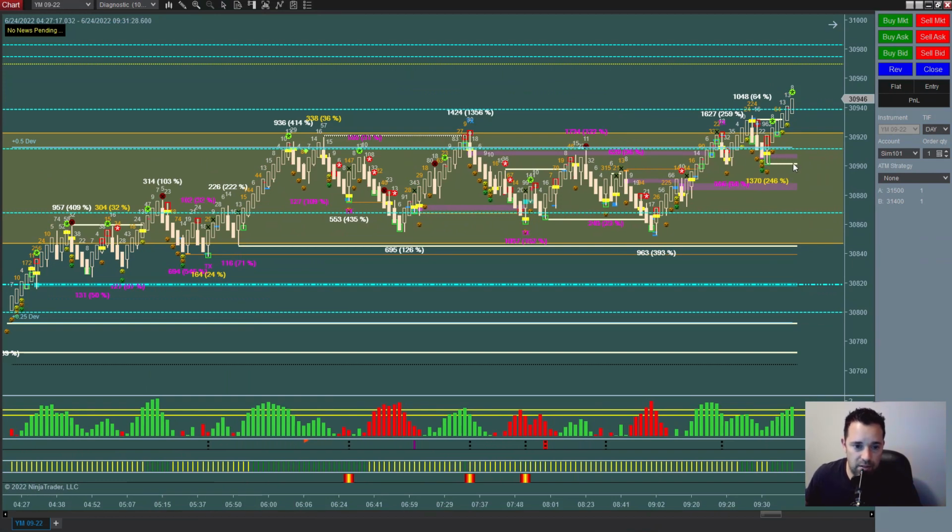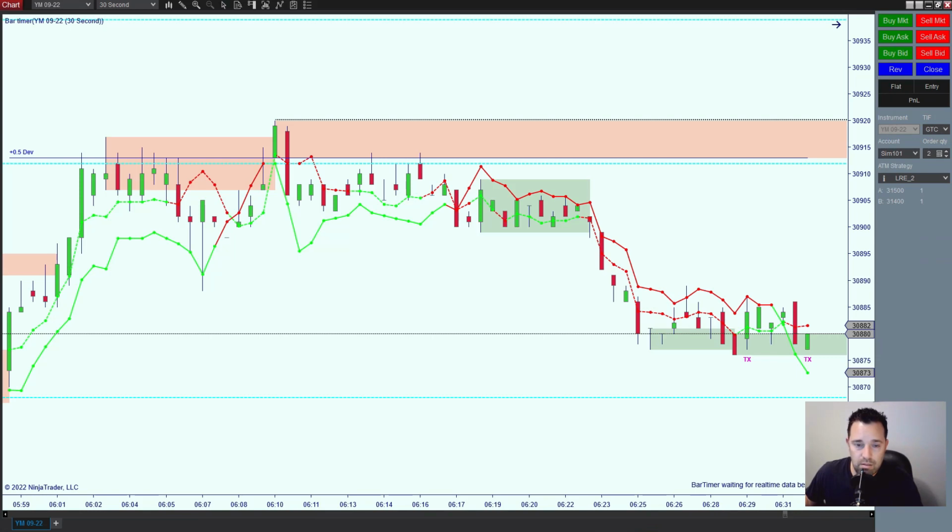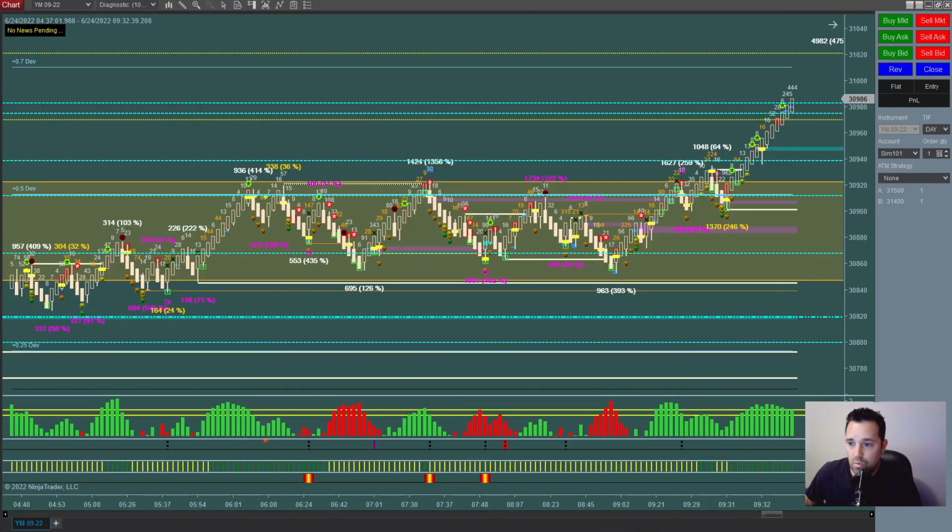But then it came down, laid a mini magnet, and shooting up. Now we have a breakout. So now I would be looking for an LRE. I have not reviewed this to see what happened, or if there was even an LRE or a trade there on the simplicity chart. But let's see. Let me go to the simplicity chart, see where we are.